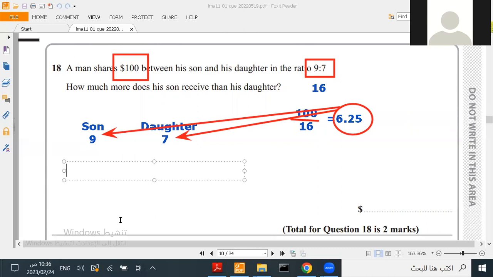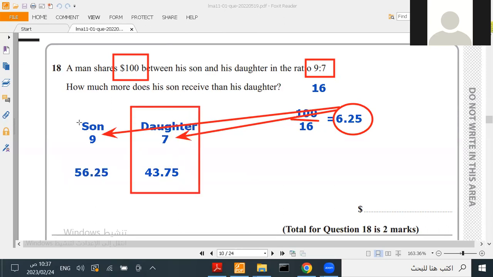Okay, we'll say 6.25 multiplied by 9 gives me 56.25. This is the money that the son takes. Okay, and then for the daughter we say same idea. I'll multiply them by 7. It gives me that his daughter takes 43.75. Now I found the money the daughter takes and the money his son takes.